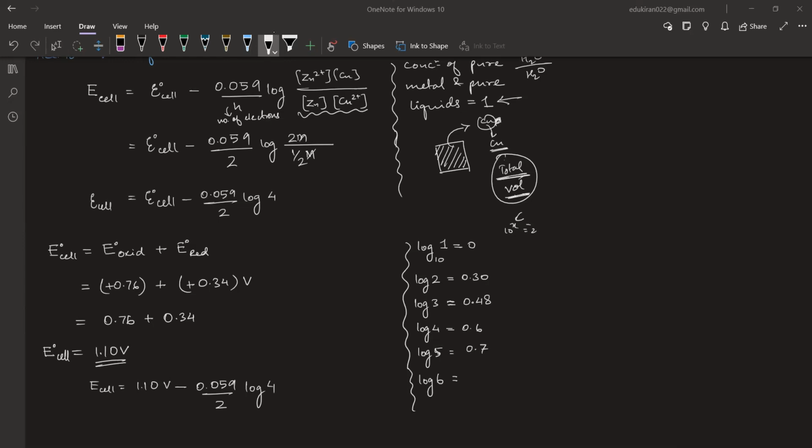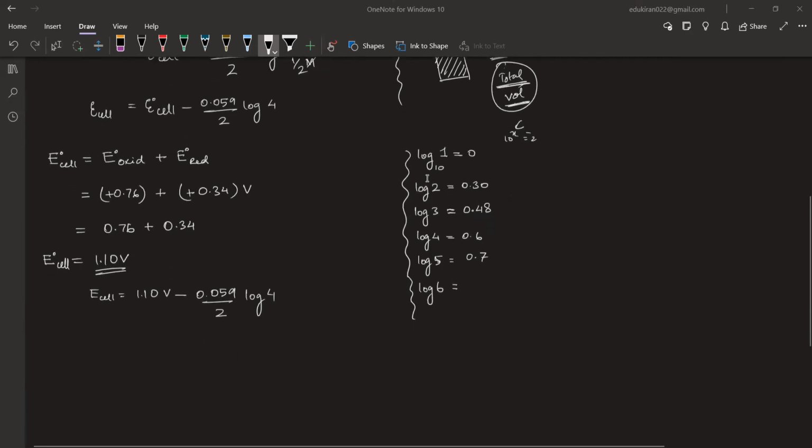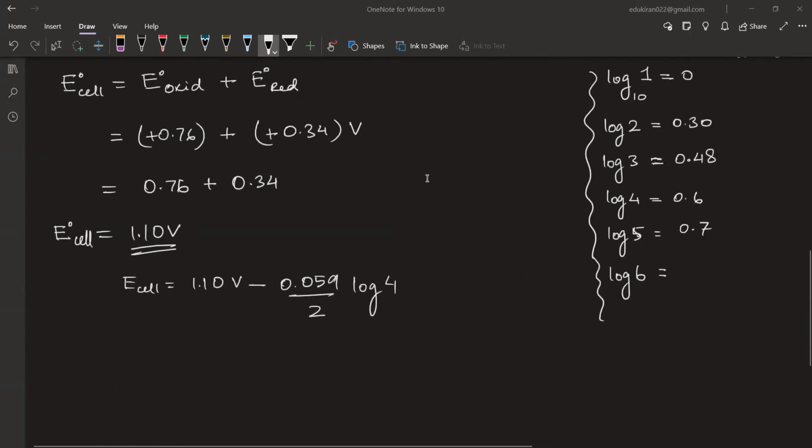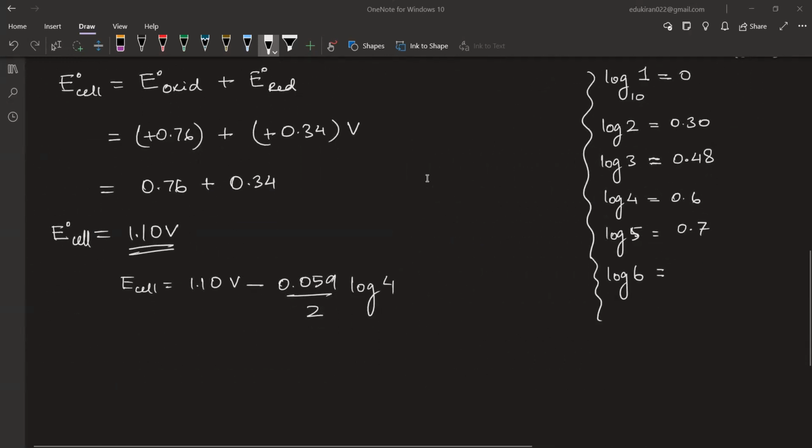Okay. Can you hear me? Yes or no? Please tell me. Yes, sir. Now, log 2 and log 4. Can you see a relationship? Tell me. See, you can write 4 as 2 into 2. Right? So it is log 2 plus log 2.